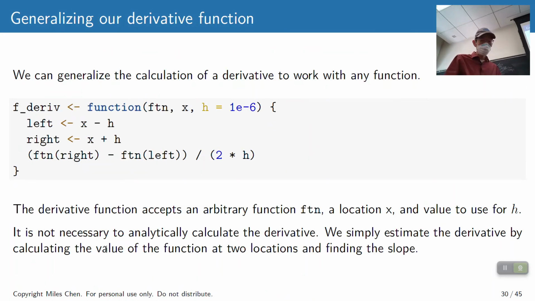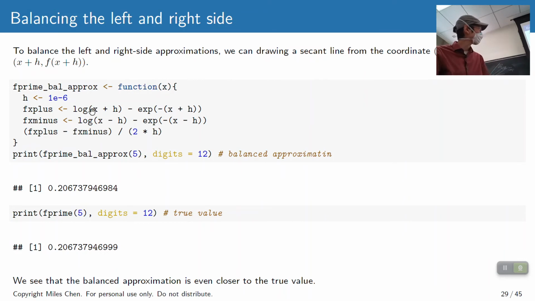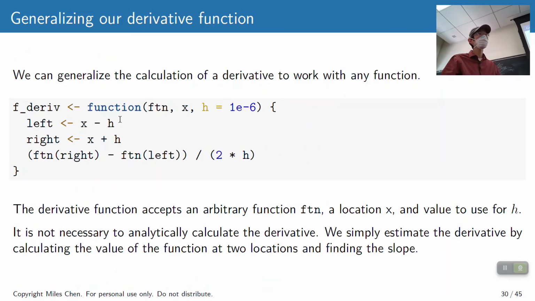And we can generalize this. We don't have to keep using log of x minus e to the negative x, we can just generalize it to any function. Remember in R, functions themselves are objects and we can pass them as arguments. So here I'm going to just say, what's the derivative of some function ftn? And we're going to say, what's the derivative at x?